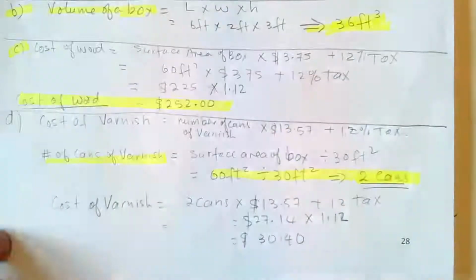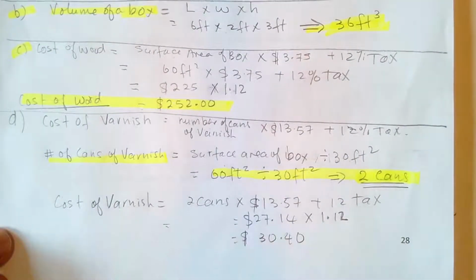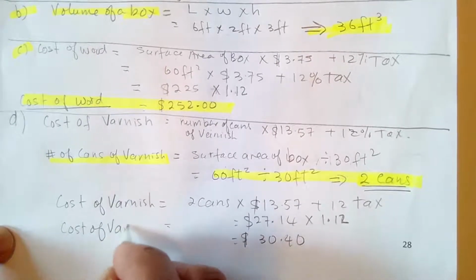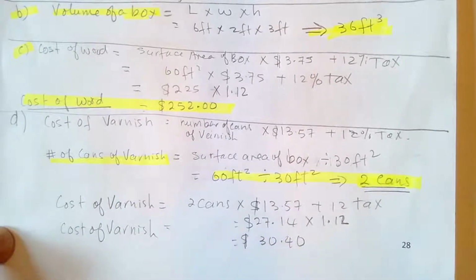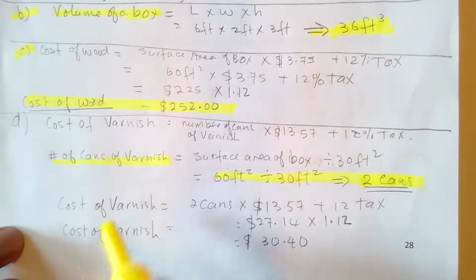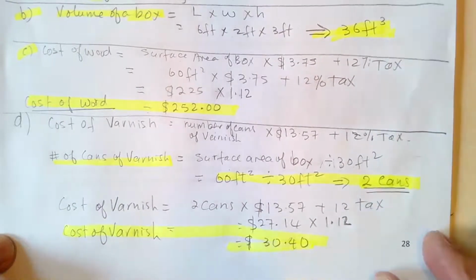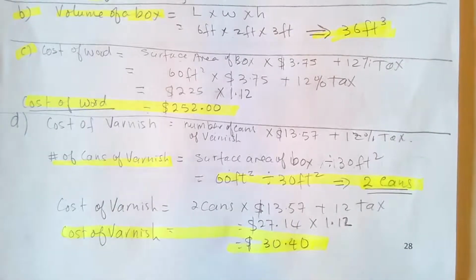$30.40. So the cost of varnish, so $30.40.